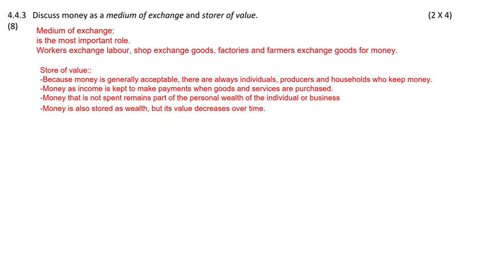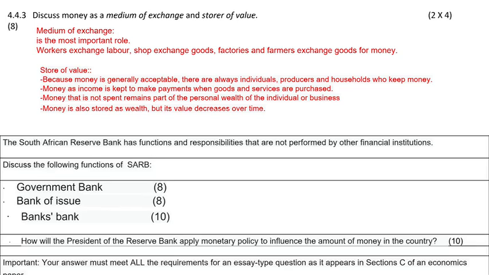As a storer of value, because money is generally acceptable, there are always individuals, producers and households who keep money. Money as income is kept to make payments when goods and services are purchased. Money that is not spent remains part of the personal wealth of the individual or business. Money is also stored as wealth, but its value decreases over time.